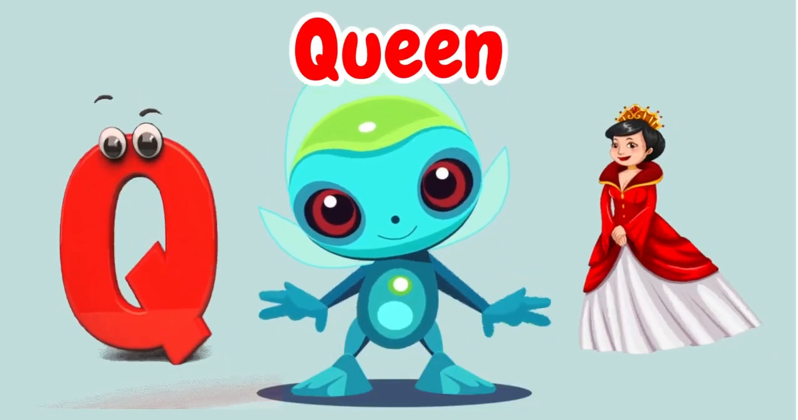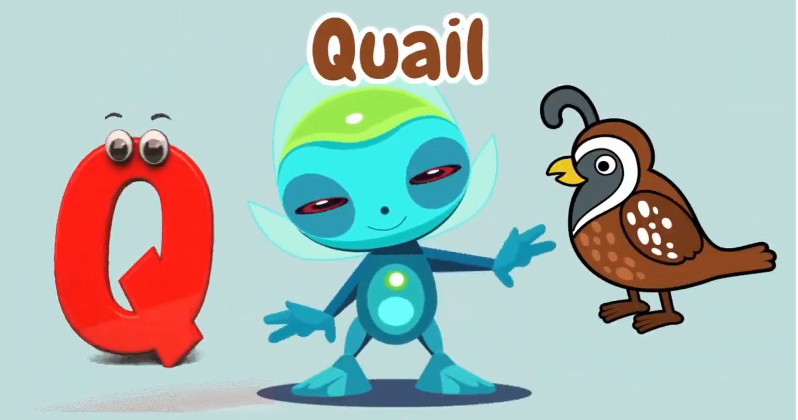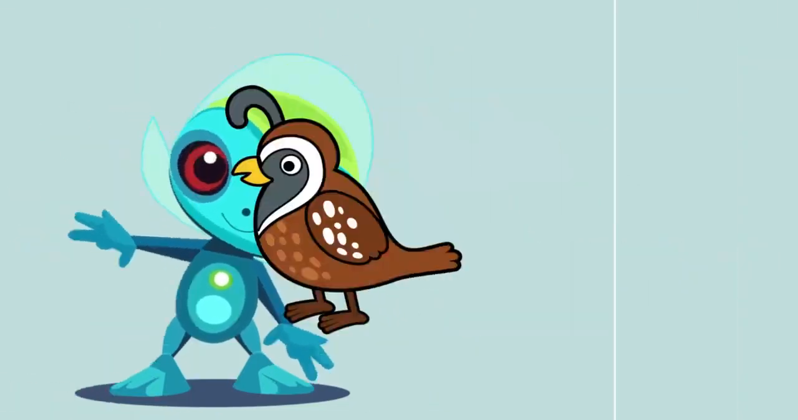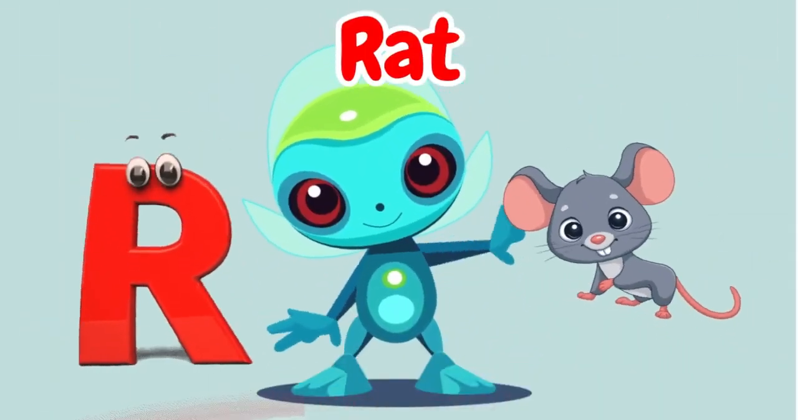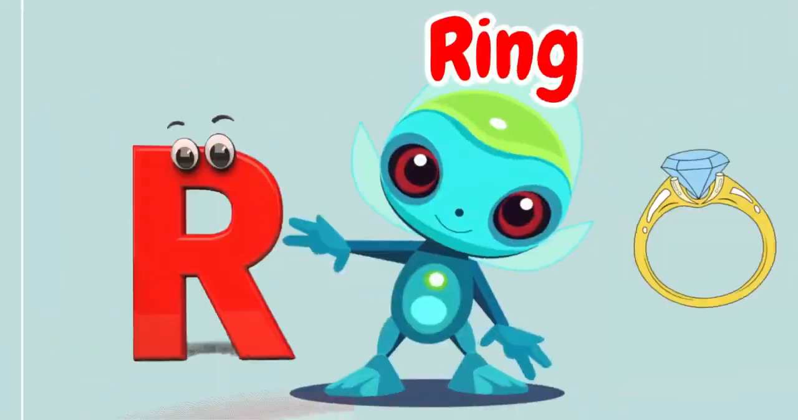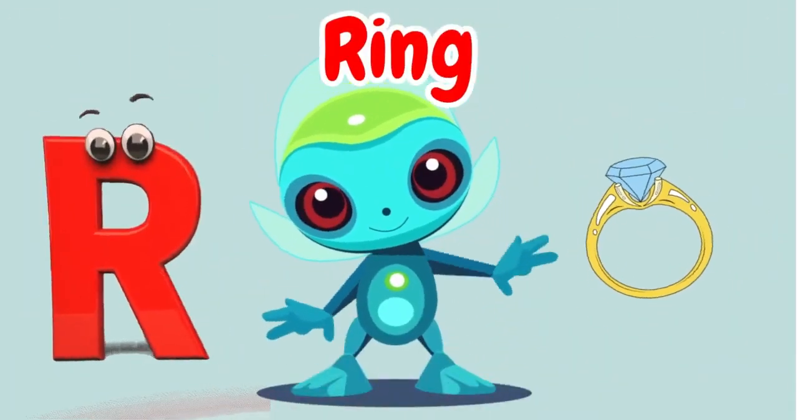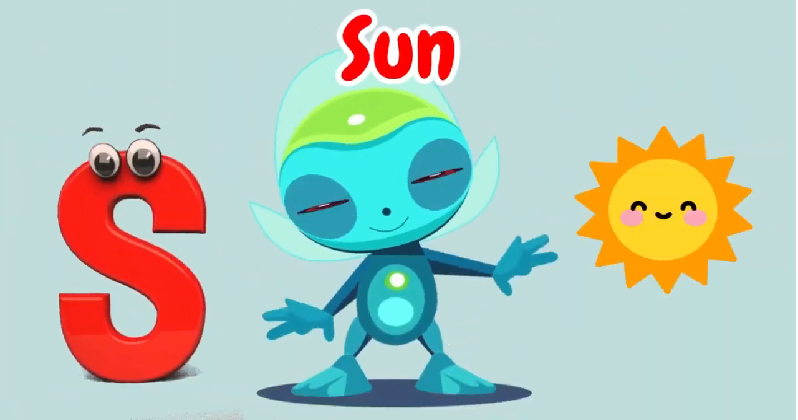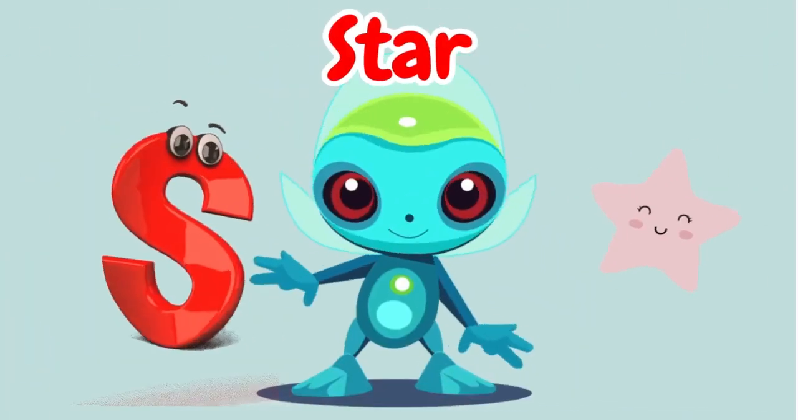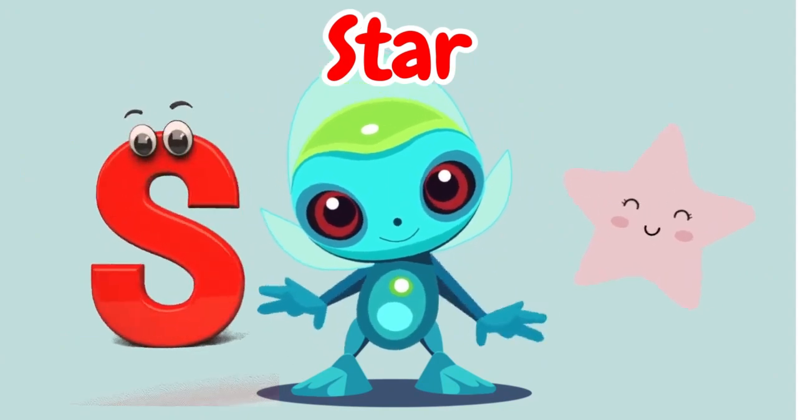Q is for queen, queen. Q is for quail, quail. R is for rat, rat. R is for ring, ring. S is for sun, sun. S is for star, star.